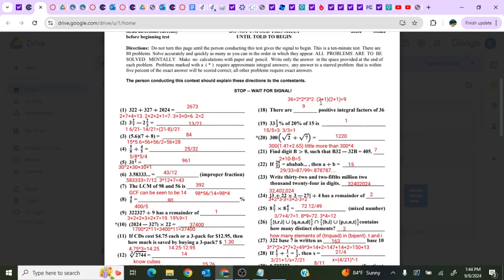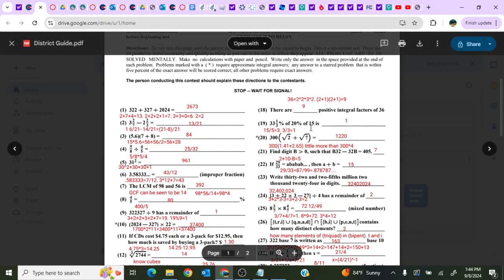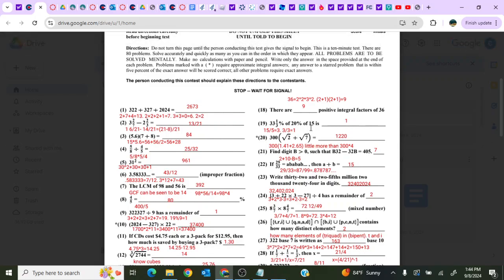Number 20, 300 times square root of 2 plus square root of 7. You should know approximately what these are. Square root of 2 is 1.414, and square root of 7, I'm fairly confident, is 2.649. I don't actually know that for sure for the last term because I memorized it to just be 0.5.